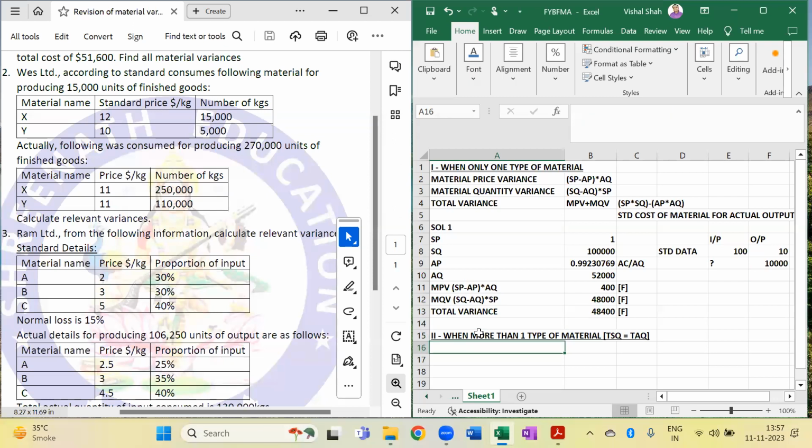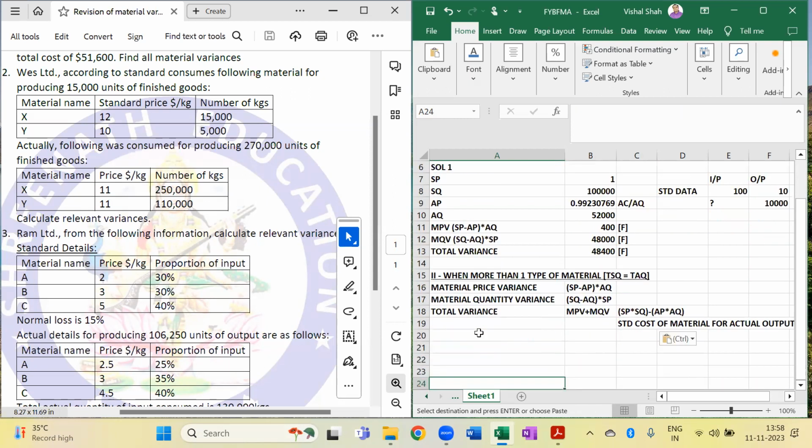In this scenario, everything will come the same, but material quantity variance is also called material mix variance. Material quantity variance will also be called material mix variance. Am I very clear, all of you? Yes, sir. Let's go ahead then.